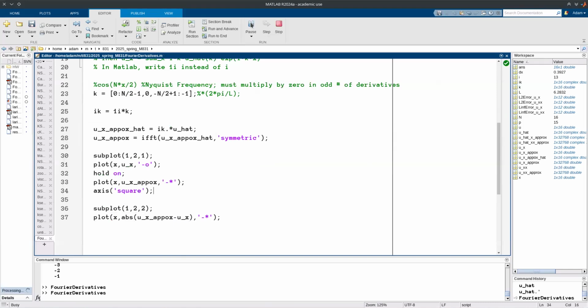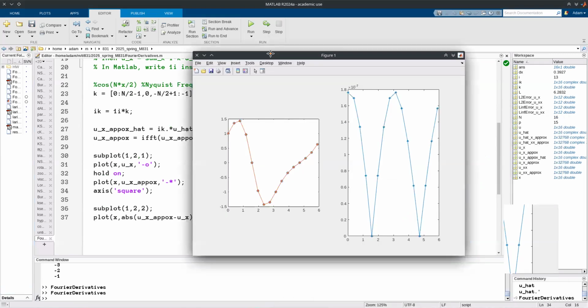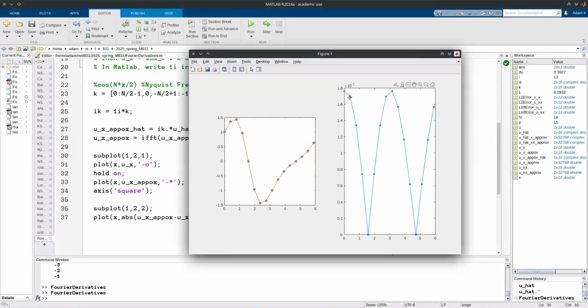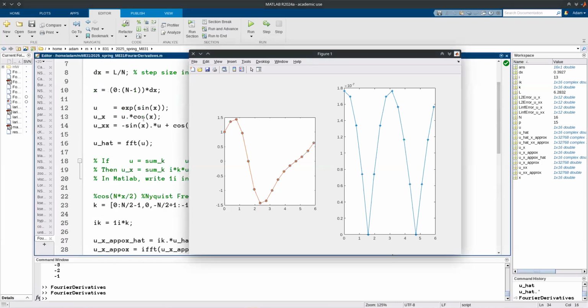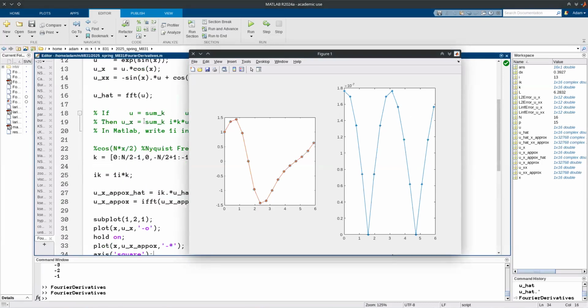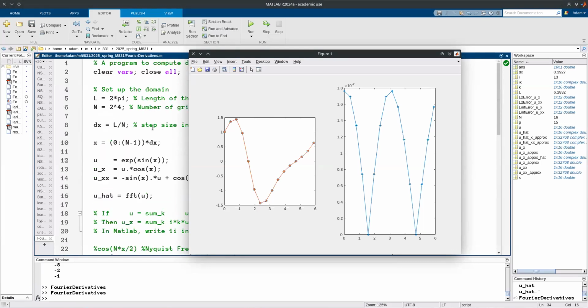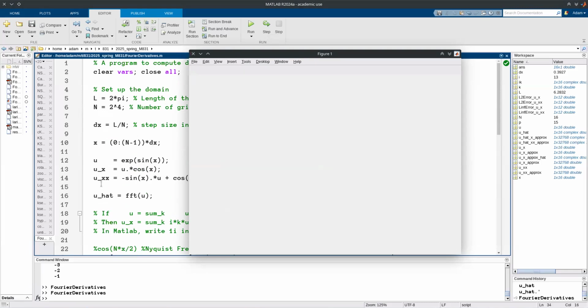All right, so we run that. We see our error here is about 10 to the negative 7. So, at least 6 decimal places of accuracy. This is pretty darn good for only 16 grid points. For instance, compare this with something like finite differences, where your accuracy might be 10 to the minus 1, 10 to the minus 2, something like that. So this is a pretty nicely accurate setup.